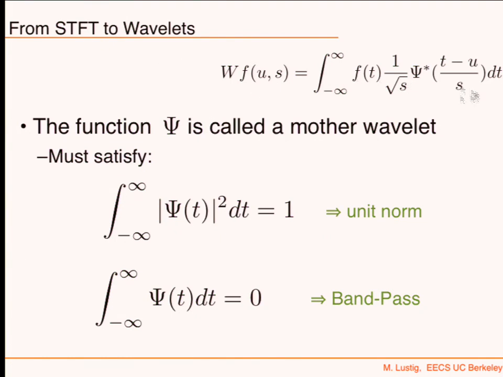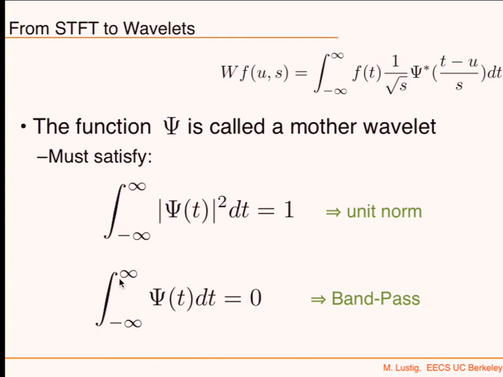The wavelet transform is defined the following way. The function phi is also called a mother wavelet. Okay, that's the name, a mother wavelet. And it must satisfy a few things. There's many kinds of wavelets. I mean, there's one Fourier transform, but there's many kinds of wavelets. It must satisfy two things. One, that it has a unit norm. Okay, so if you compute a norm of it, then the norm is one. The other one is that if you integrate the mother wavelet, its area is zero.